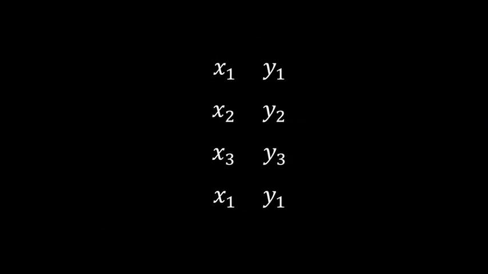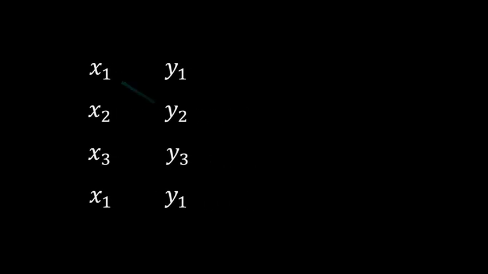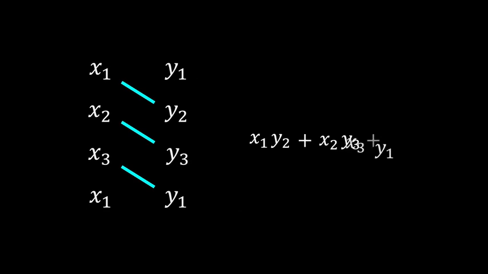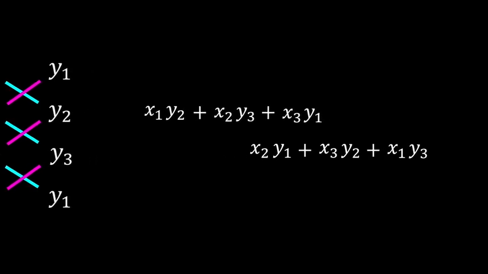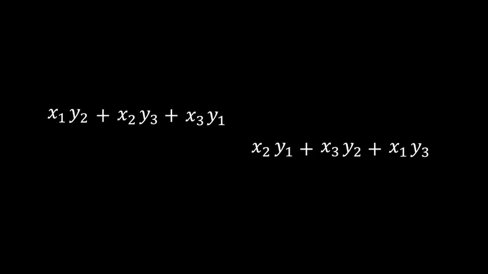Next, split the coordinates into diagonals. Multiply the downward diagonals and add them together. Do the same for the upward diagonals. Multiply them and add the results. Find the positive difference between these two sums.